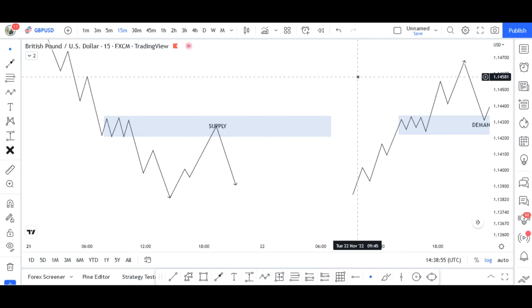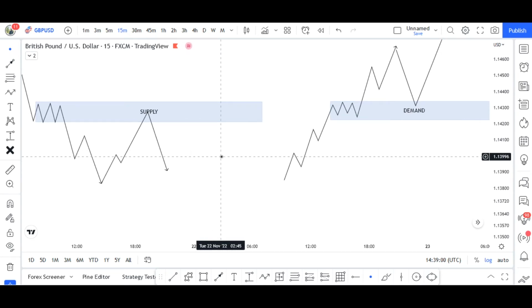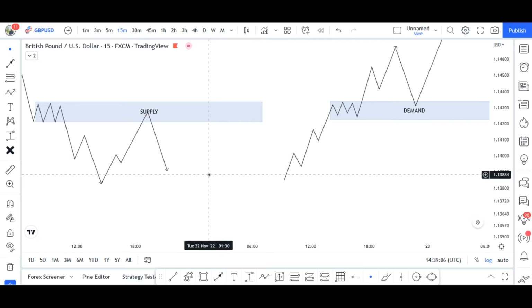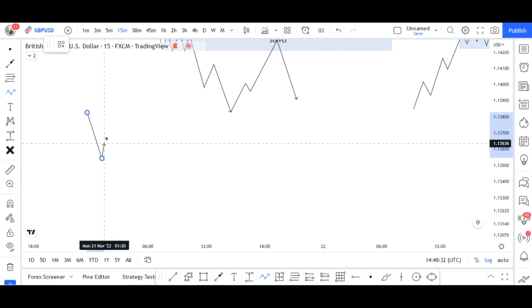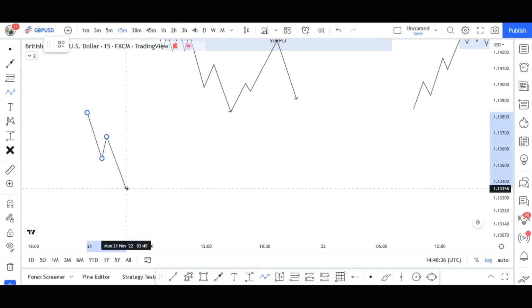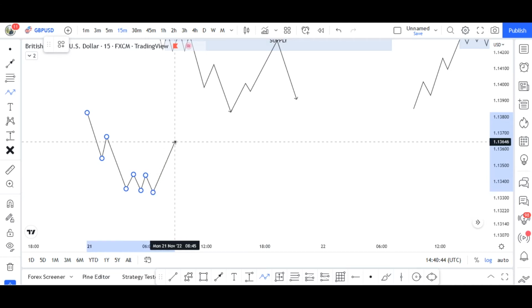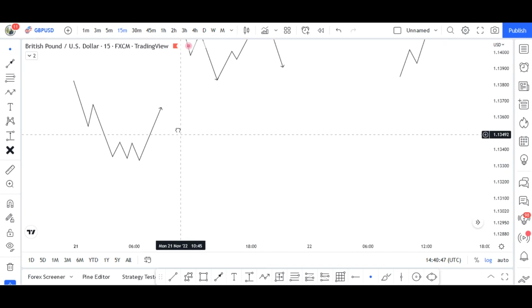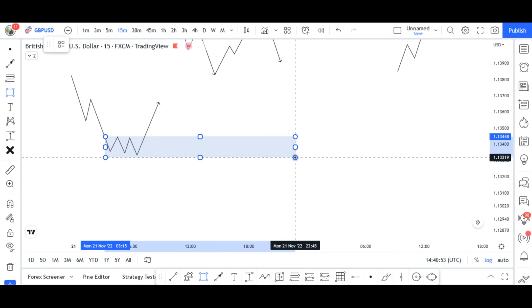All right. So we are not going to look at just these two scenarios. We have scenarios where supplies become demand and demands become supply. So let's look at some illustrations on that. We have the markets coming down, forming lower lows and lower highs. Then we have something like this. Good. So already we've identified this place as our demand zone.